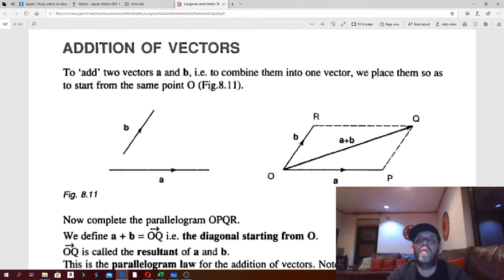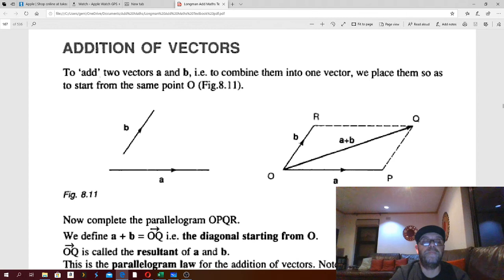But if I wanted to go from O to Q, then I could follow the path of O to P, which is A, and then also from P to Q, which is B. Okay, and so that I go A plus B, and that's what they've labeled OQ. It is A plus B. So this is what we call the addition of vectors.